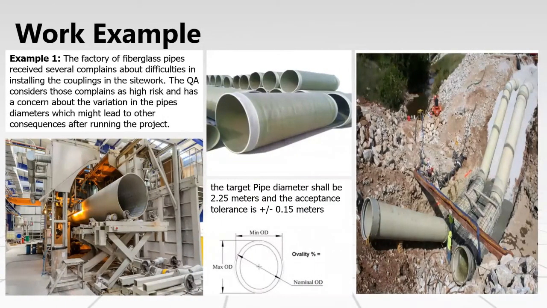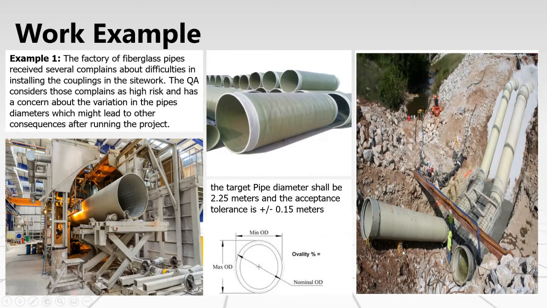Let's have a worked example so we can better understand the importance of the process capability. A factory of fiberglass pipes received several complaints about difficulties in installing the couplings at the site work. The QA department considers those complaints as high risk and has a concern about the variations in the pipes' diameters, which might lead to other consequences after running the project. The target pipe diameter should be 2.25 meters with a tolerance of plus or minus 0.15.